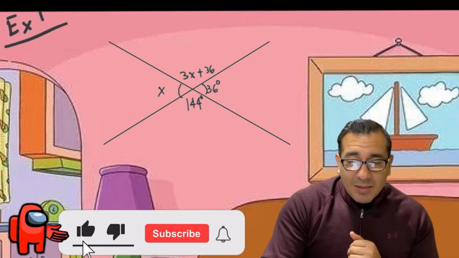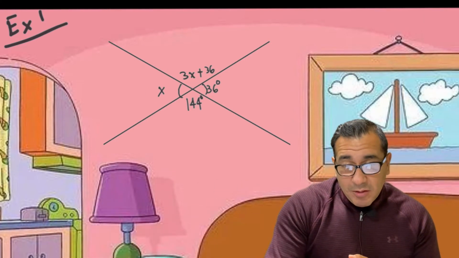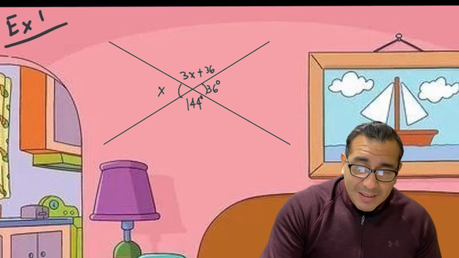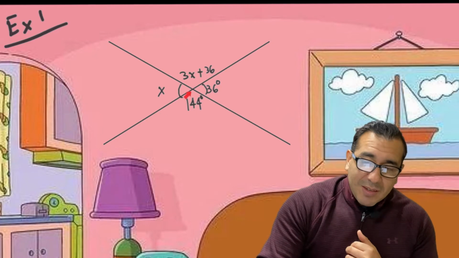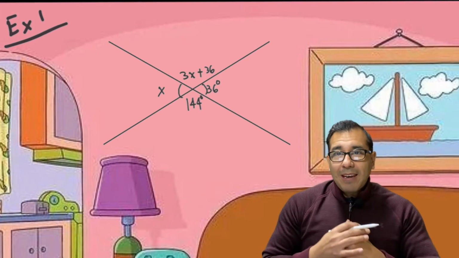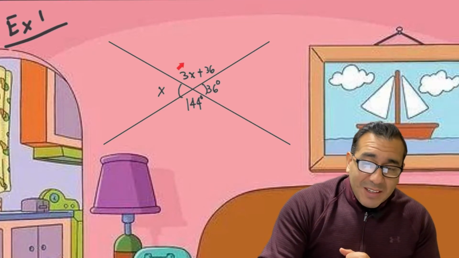If these angles are 36, then we know that these two angles and these two angles are supplementary, because this is a straight line and these two add up to 180. That's just a fun little extra Dr. Math tip for you. But we also have these two as vertical angles.